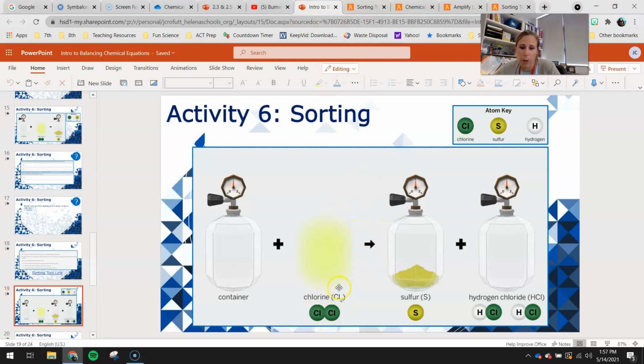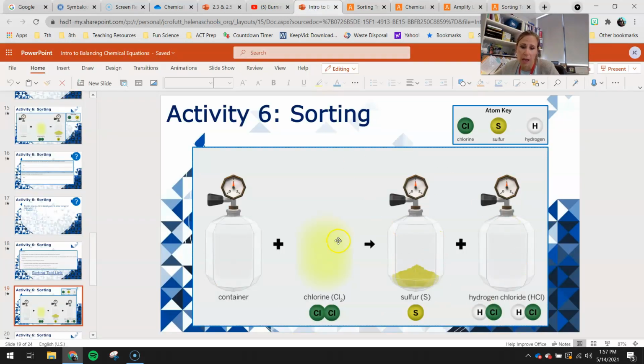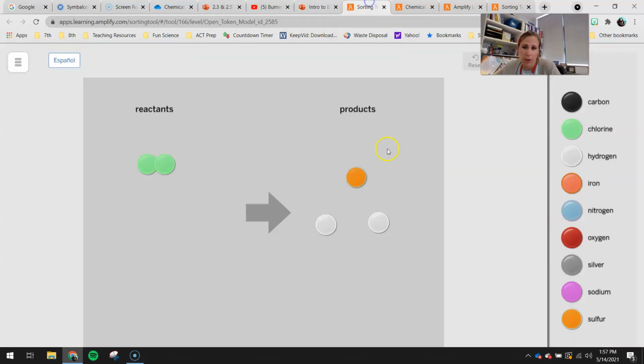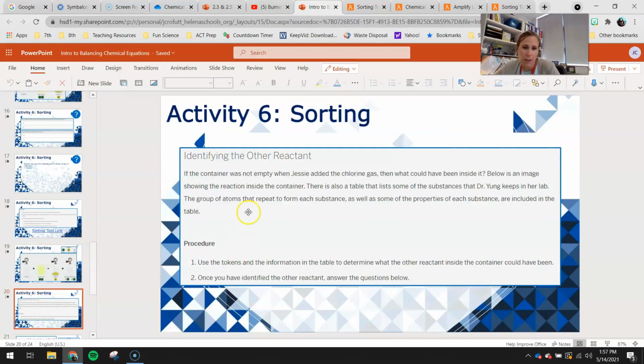We know our reactants included 1 molecule of chlorine, so we're going to go ahead and take our chlorine molecules here. But now we have the question: was there another reactant? Was that bottle empty or not? You guys can go ahead and look at it and make your decision as to whether you think that bottle was empty or not. Your hint is, what are these things right here left over? And where should they be? Then you're going to answer this question, identifying the other reactant.